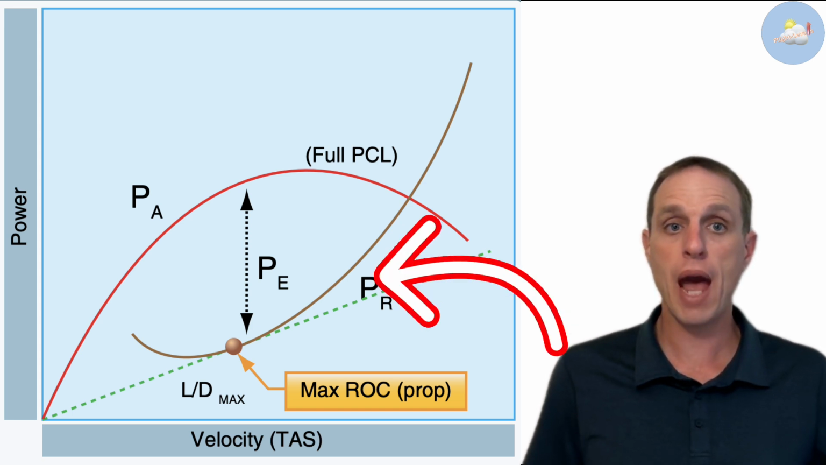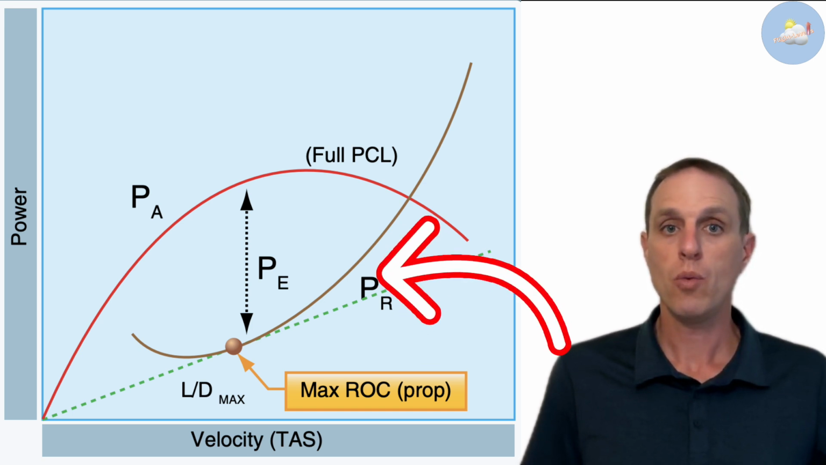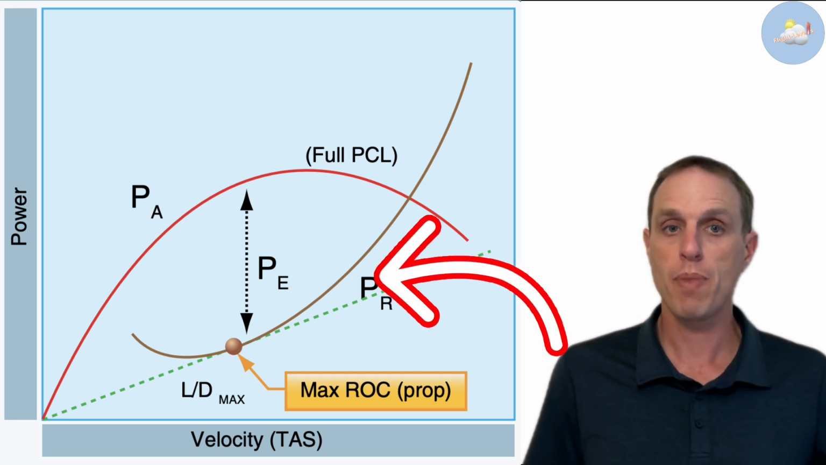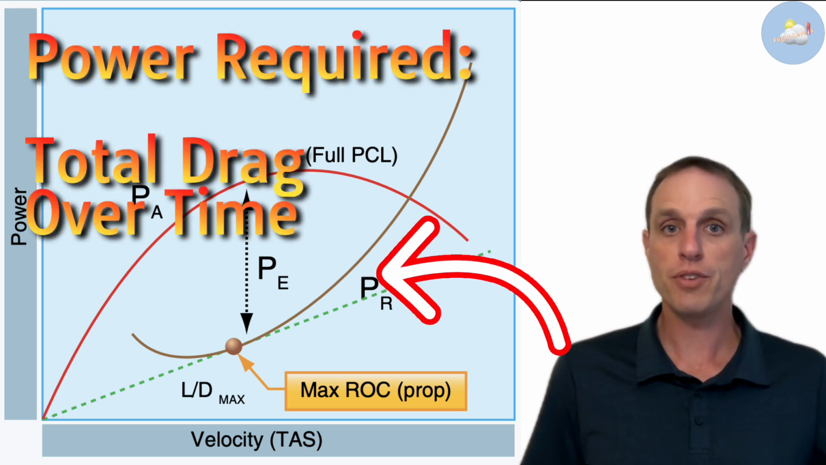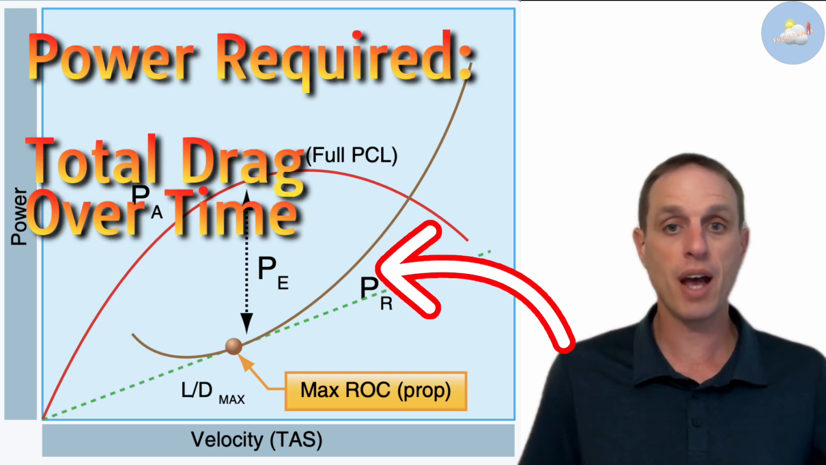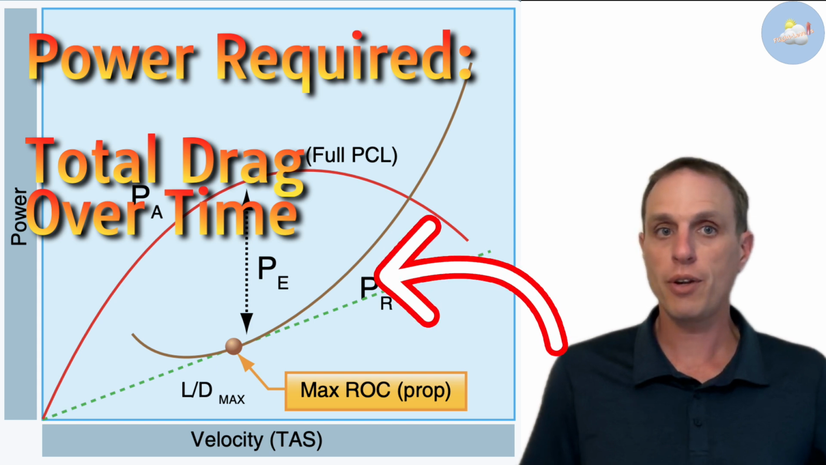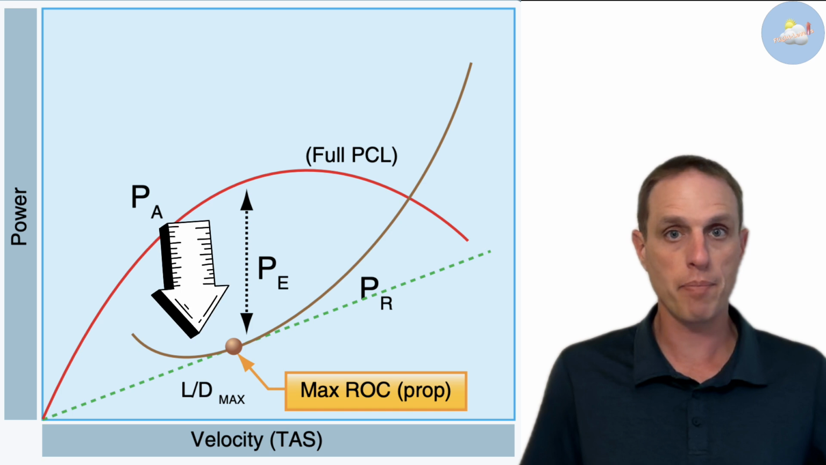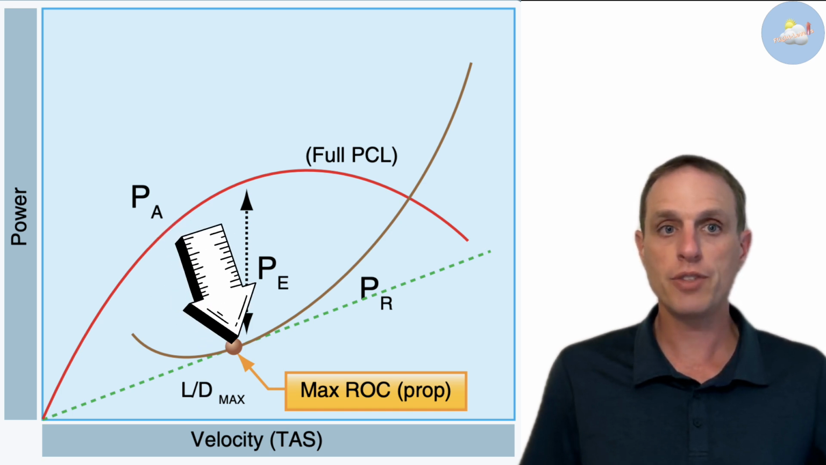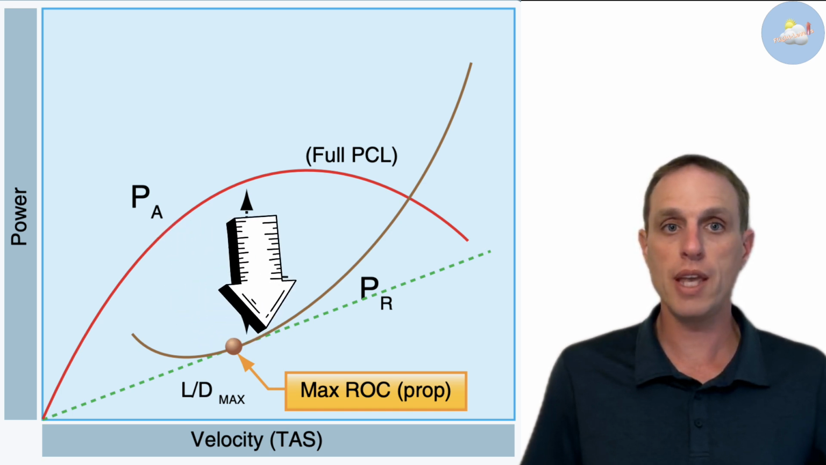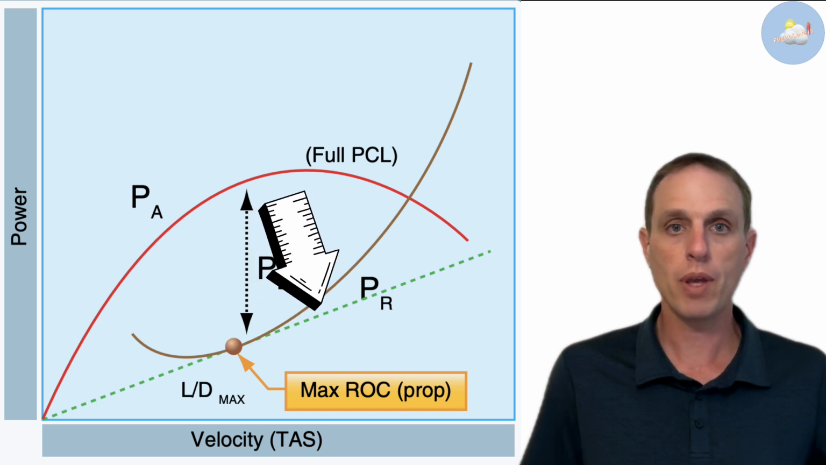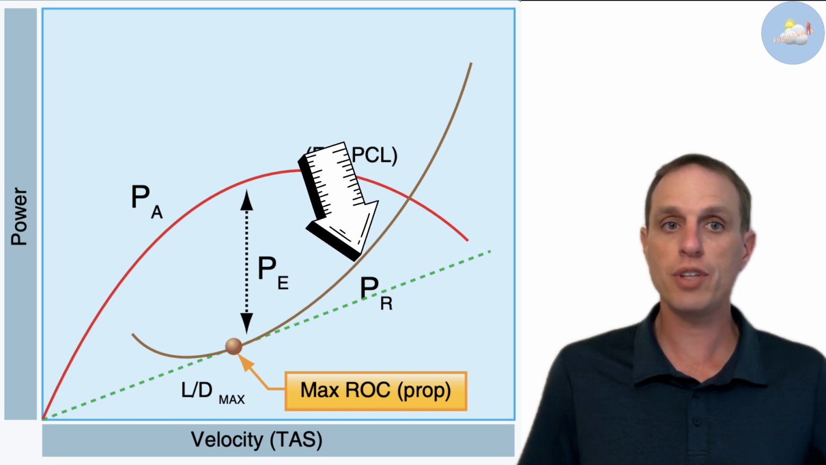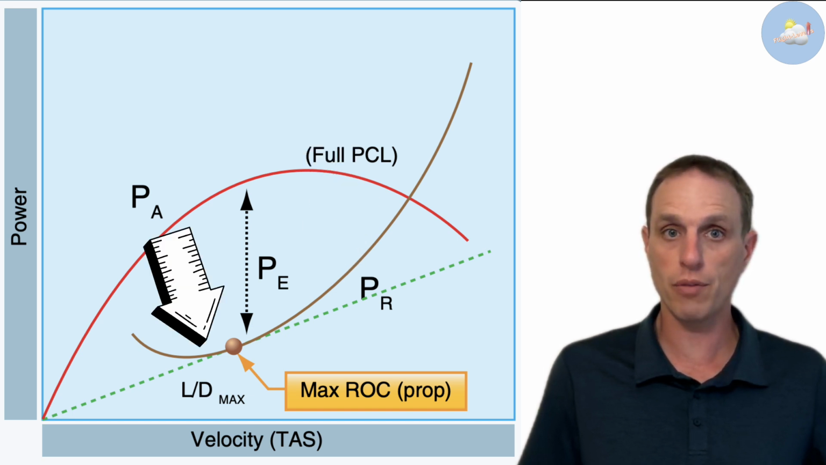Lastly, we have the power required curve. We are going to think of this in a very similar way to the power available curve. Power required is essentially total drag with a time component. Let's start at the speed of minimum total drag, or L over D max, as a baseline. If we were to increase speed, we are not only increasing total drag, but we also increase speed. This results in an increasingly steep power required curve.